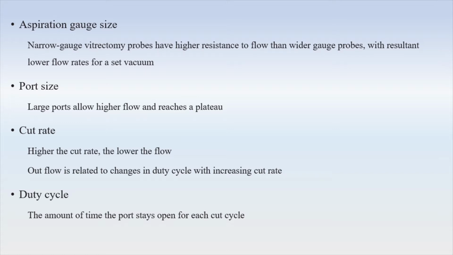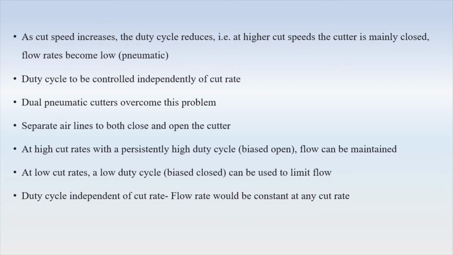Cut rate and duty cycle are however related to each other. When the cut rate increases, the duty cycle reduces. And when the duty cycle reduces, the flow also reduces. So, to overcome this problem of cut rate and duty cycle, the modern machines have separated the duty cycle and the cut rate by mechanisms like a dual pneumatic cutter, in which the cutter was opened by a separate air pipe and closed by a separate air pipe, and another mechanism was to use another lumen inside the cutter, or to use a dual blade cutter. So by doing so, even at high cut rate, the duty cycle was always open.